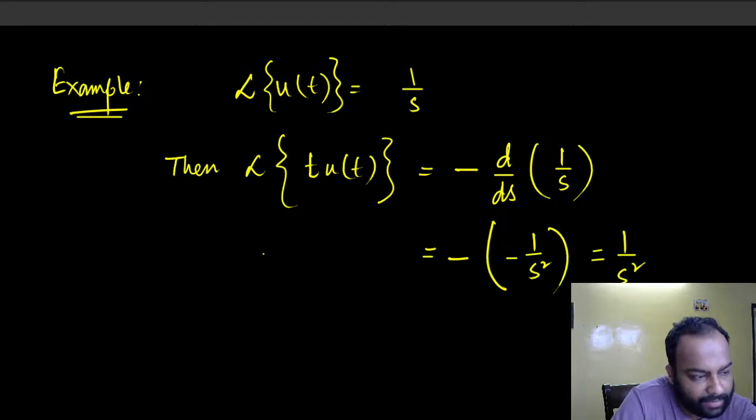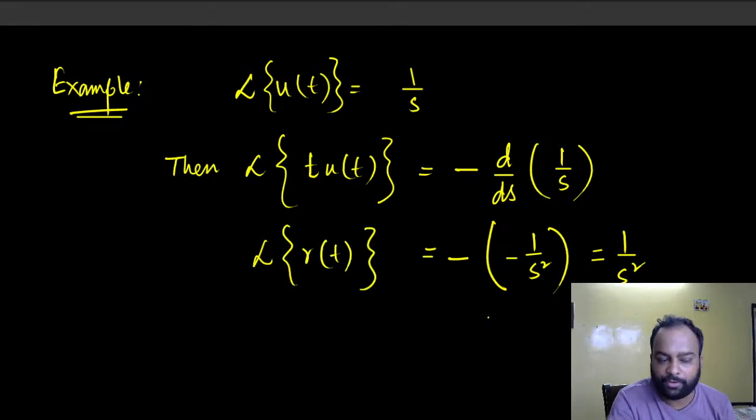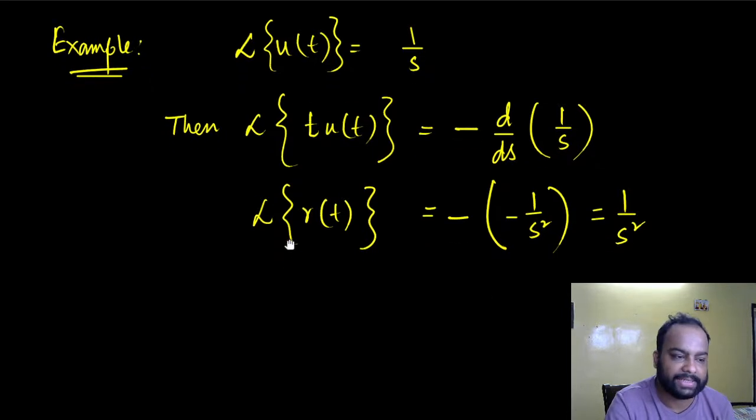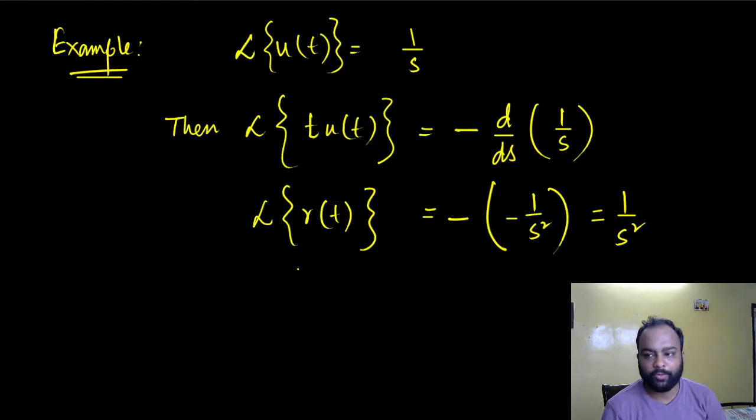And what is this signal? This t u(t) is essentially the unit ramp signal, and of course we know the Laplace transform of the unit ramp signal is nothing but 1 by s square. So that again proves our point here, right? A very simple example.